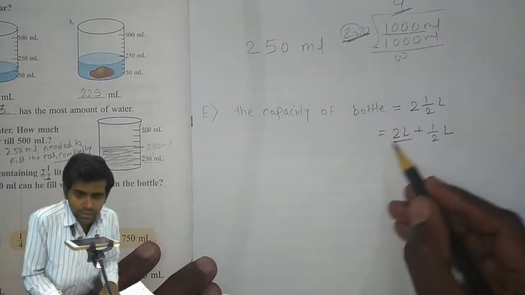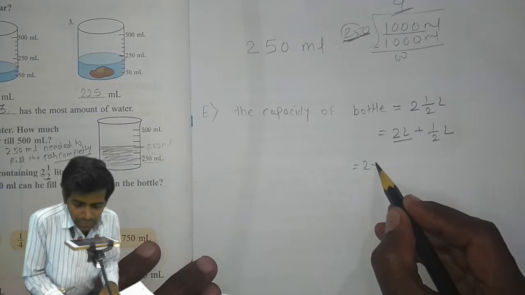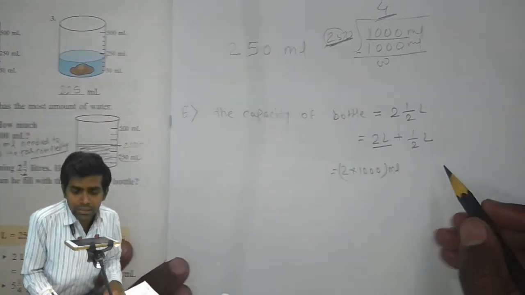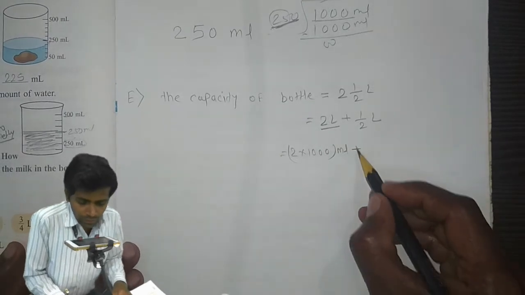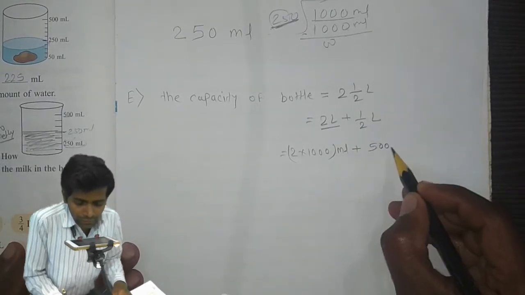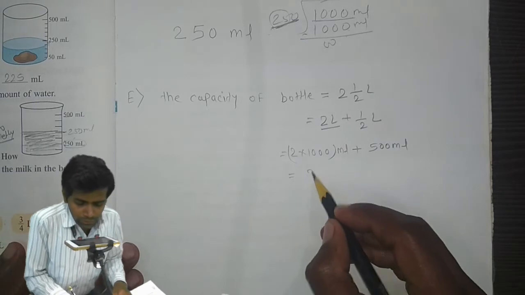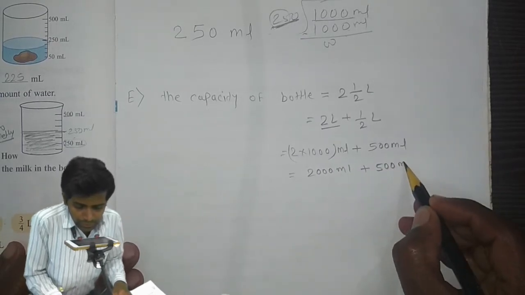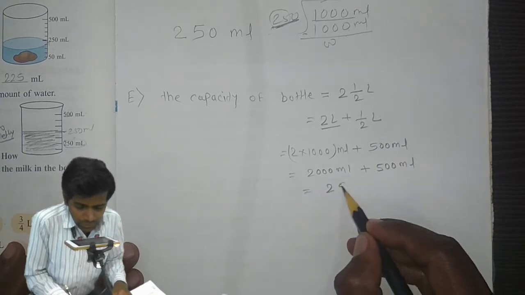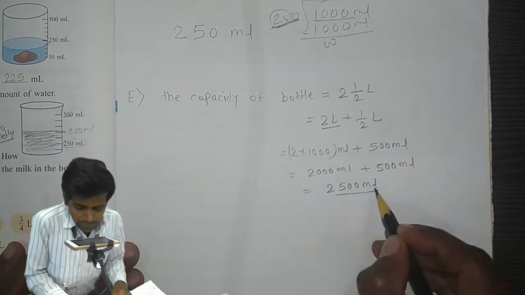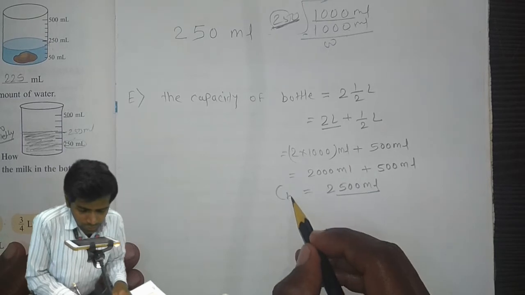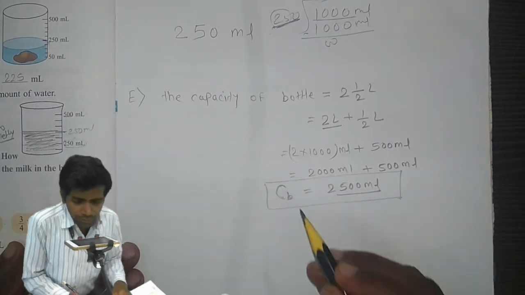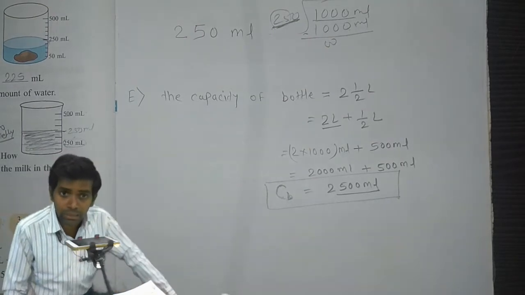Okay, so let's convert these 2 liters into milliliters. We will multiply by 1000. So it will be converted into milliliters, milliliters में आ जाएगा. Okay, then the half liter is equal to 500 milliliters. So the total will be 2000 milliliters plus 500 milliliters, and the total will be 2500 milliliters. So that is the capacity of the bottle. I have written here CB, capacity of bottle, that is CB is equal to 2500 milliliters.